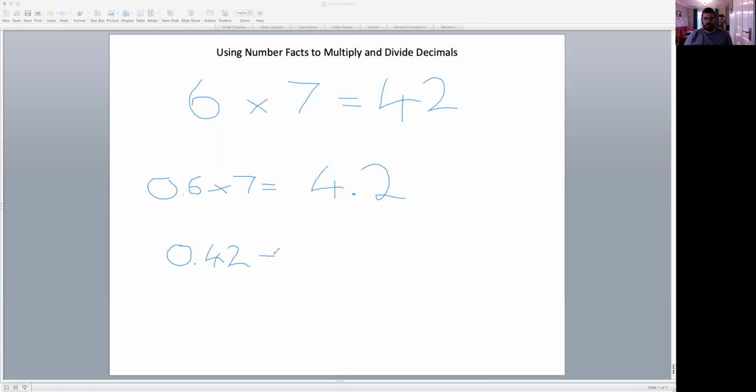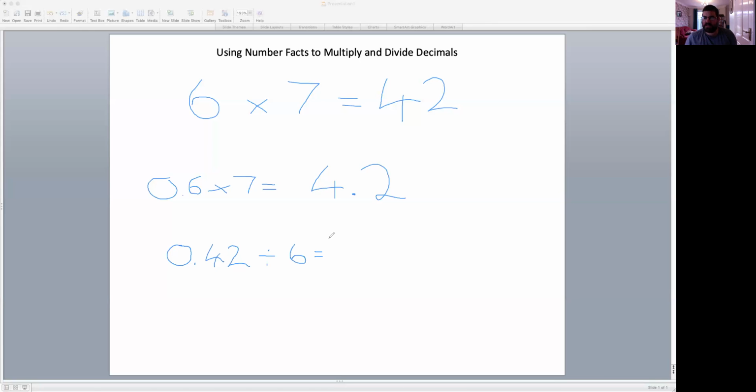All right. So what then is the answer to 0.42 divided by 6? Okay, we're still doing the same thing. And you might look at that and think, but I can't divide 0.42 by 6. It's less than 6, Mr. Snowden. We can. Okay, we can. So we are asking what goes into 0.42 6 times, and we know what goes into 42 6 times is 7.